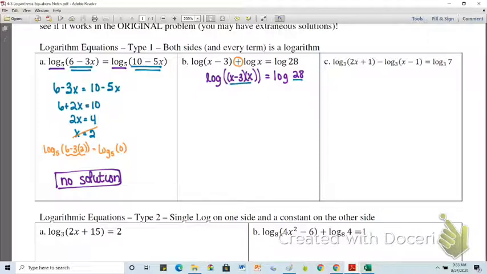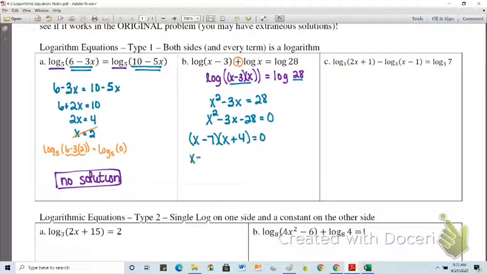So I'm going to go ahead and distribute that x, so I get x squared minus 3x equals 28. That's going to be a quadratic, so I need to set equal to 0. X squared minus 3x minus 28 equals 0. So I'm going to factor it, x minus 7 and x plus 4. So x equals 7 and x equals negative 4.